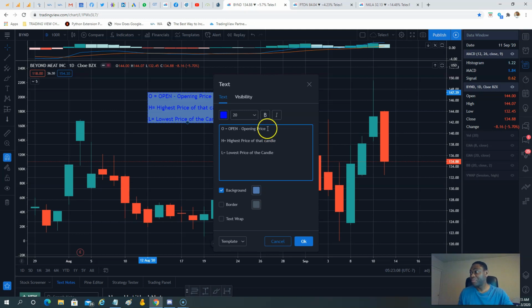So, the opening price of the candle, because again we are referring to candles, and this is going to be true regardless of the time frame. I'm going to show you how to switch time frame very shortly on here. And C is the closing price of the candle. Voila. Now we have them on there in blue.